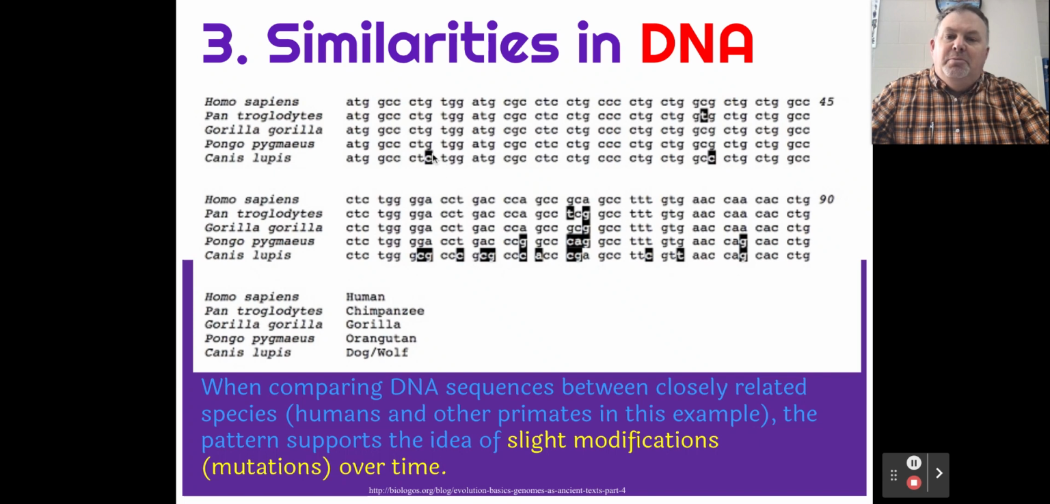But you can notice that the Canis lupus here has a C instead of a G. And if you continue down here, it has a C instead of a G here. Again, some of those small segments of DNA that are different may lead to, and do lead to, differences in the DNA that is phenotypically expressed. So when comparing DNA sequences between closely related species, the patterns that support this idea deal with just some slight modifications and mutations that occurred over time.